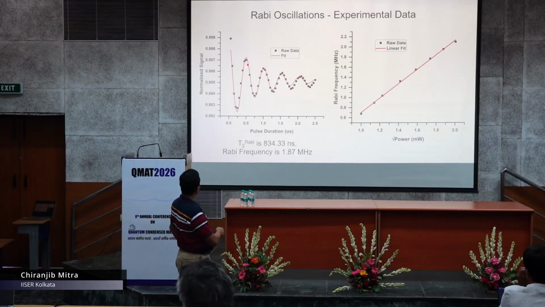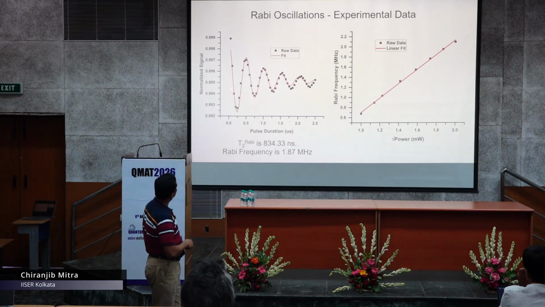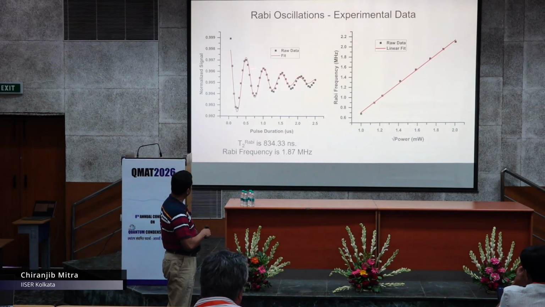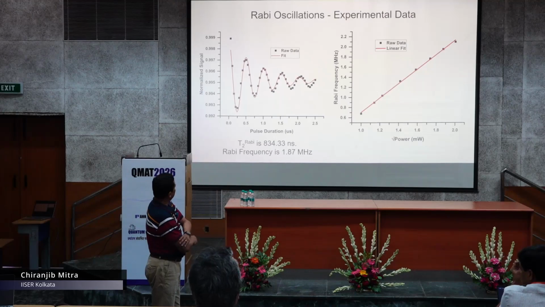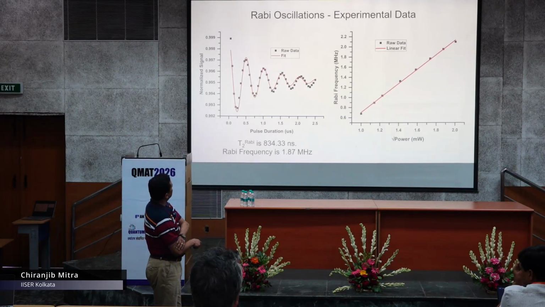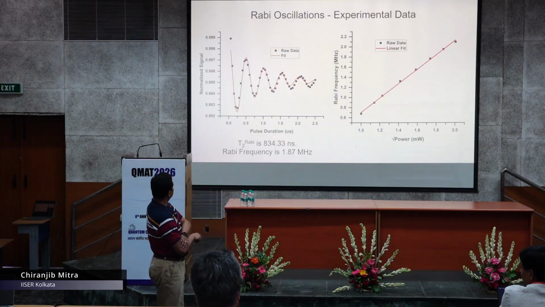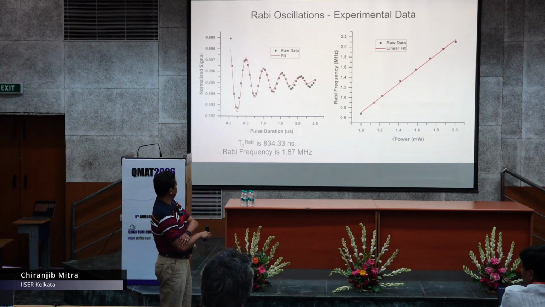So this is the Rabi oscillation data. As a function of time, it goes on reducing, and that's expected. For an ideal system, it would just keep on going. So you see here, the spin coherence time that we calculated from the Rabi data is 834 nanoseconds.